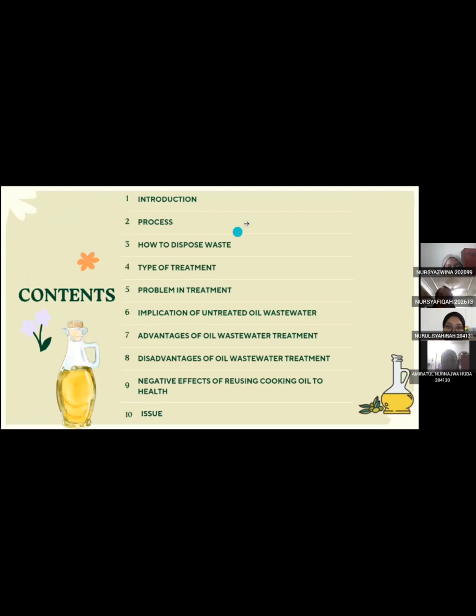Yes, today we are going to present about the introduction, the process, how to dispose waste, type of treatment, problem in treatment, implication of untreated oil wastewater, advantages of oil wastewater treatment, disadvantages of oil wastewater treatment, negative effects of using cooking oil to health and issue.